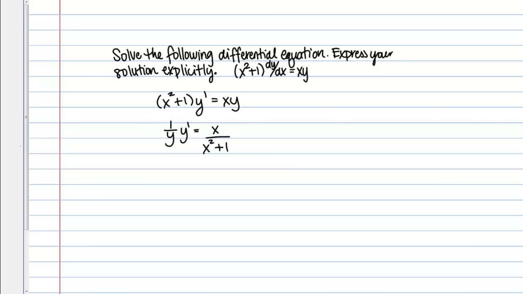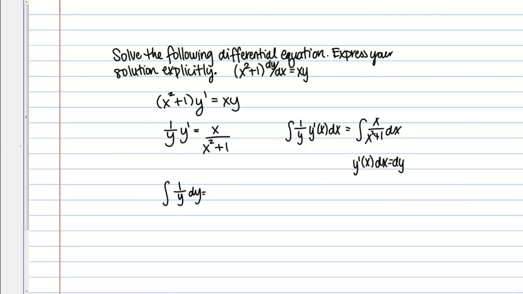In this case, we're going to integrate both sides with respect to x. So I get the integral of 1 over y times y prime of x dx equals the integral of x over x squared plus 1 dx. Okay, and then at this step you just have to remember a certain substitution, and that's going to be that y prime of x dx equals dy. So once I make that substitution, I can write this as the integral of 1 over y dy equals the integral of x over x squared plus 1 dx.